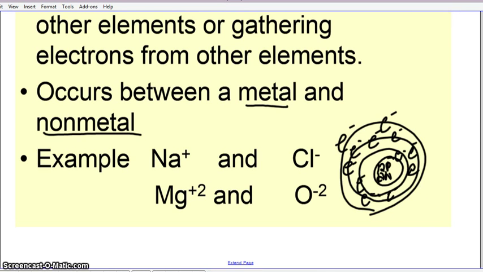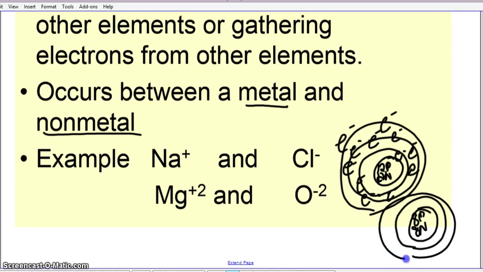Okay, so let's go ahead and draw this out. So we've got 8 protons, 8 neutrons, and we said it was in group 2. And we're going to have 6 electrons: 1, 2, 3, 4, 5, 6. And the most you can have in the first shell is 2.